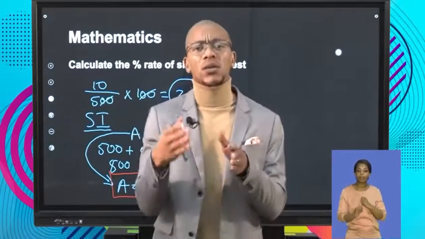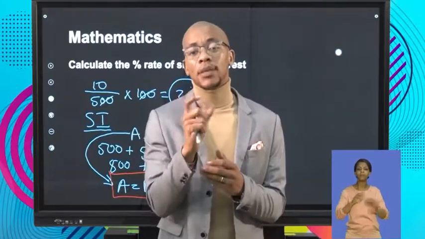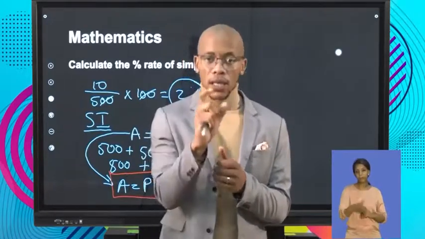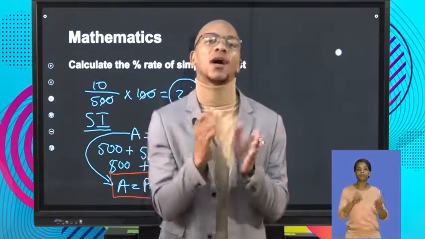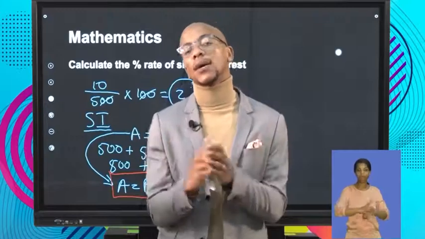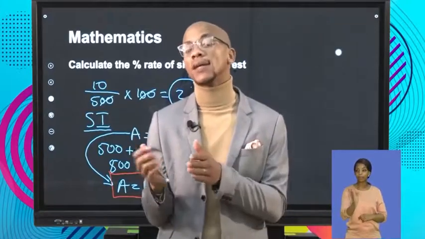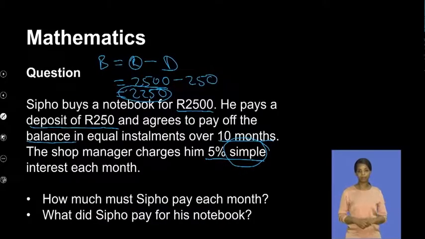There is a growth that will need to happen in that amount that the store owner says you still need to settle, and then you will be paying that over a certain period of time. Specifically here, we're talking about paying it off in 10 months. So let's quickly just look at that question, right? So the first question says, how much money must SIPO pay each month?